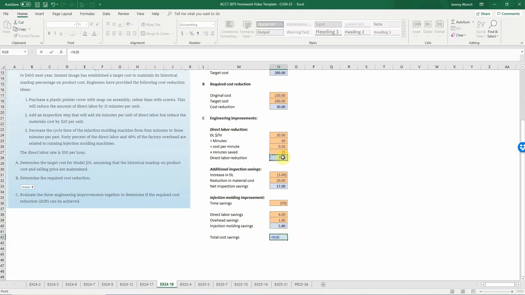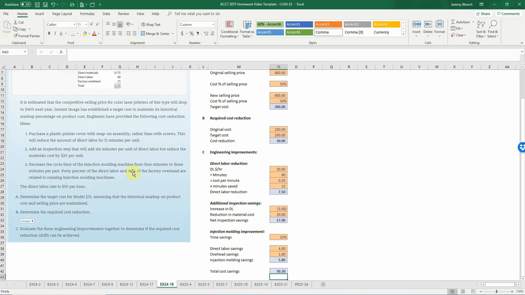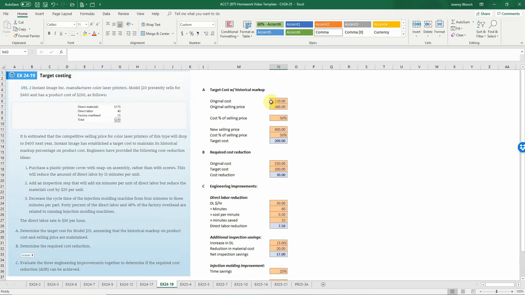And then altogether, for ideas 1, 2, and 3, it's going to give us a total cost savings of $30.30. Our goal was $30 per unit. We're actually going to save $30.30. So it looks like we're going to be able to meet our goal should that price drop down to $400.